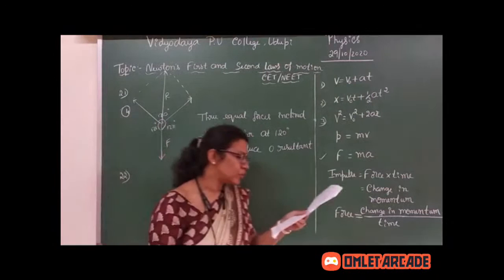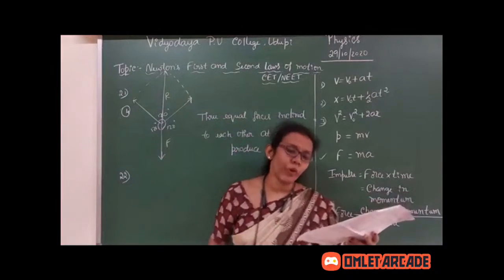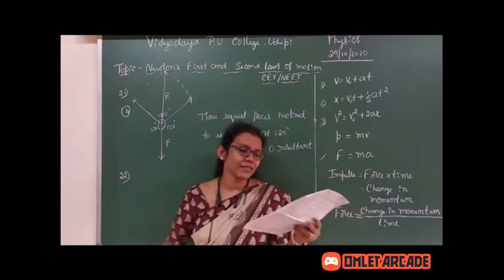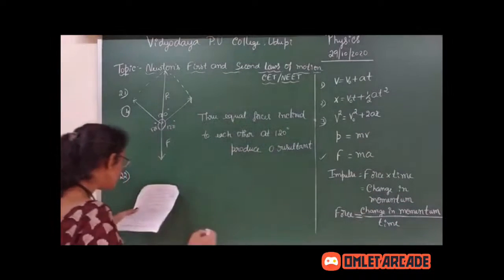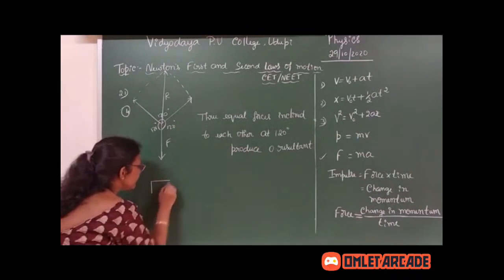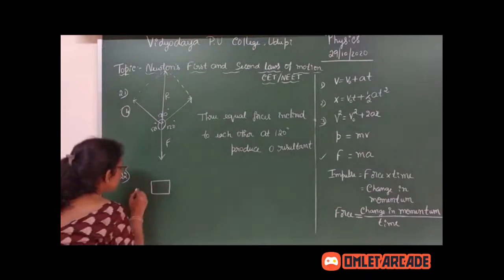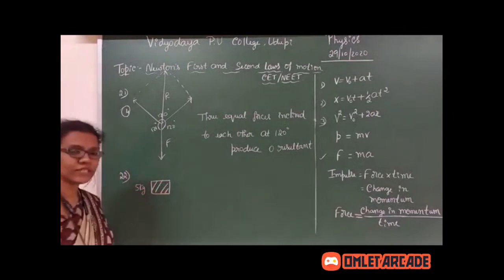Question number 22. What force should be applied on a 5 kg body so that it has a downward acceleration of 5 meter per second square? So what force must be applied on a body? So there is a body and its mass is 5 kg. 5 kg is the mass of this body.